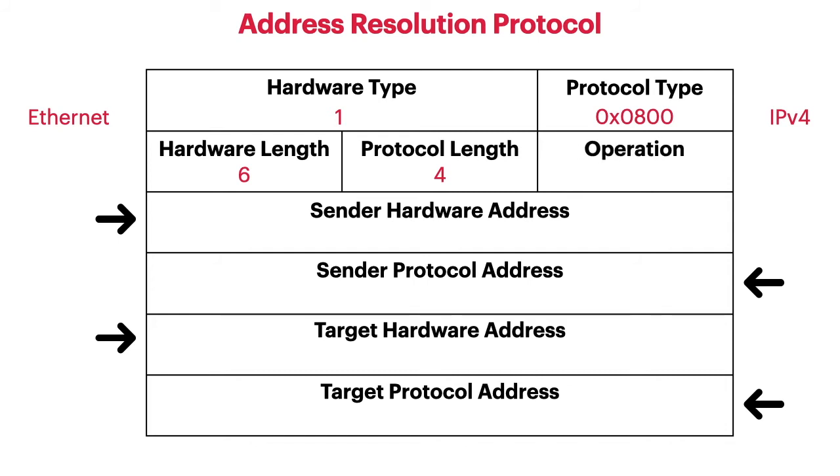Operation field is 16 bits in length and defines whether the ARP packet is a request or a reply. For requests it is set to 1 and for the reply it is set to 2.